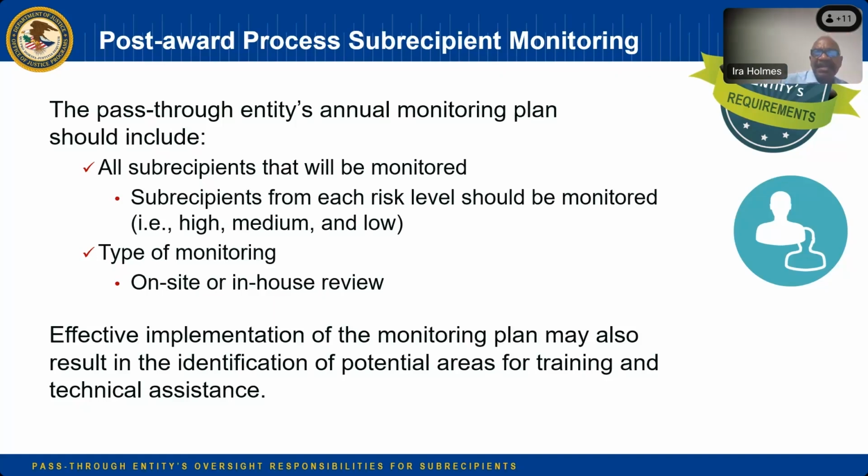Effective implementation of a monitoring plan may also result in identification of potential areas for training and technical assistance. Again, how involved you are. Remember earlier on we talked about the day-to-day involvement, how involved you are with the subrecipient.